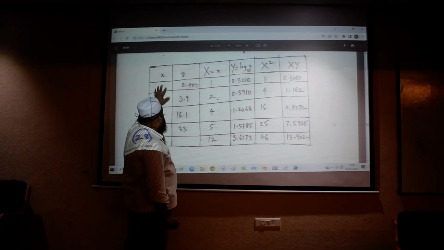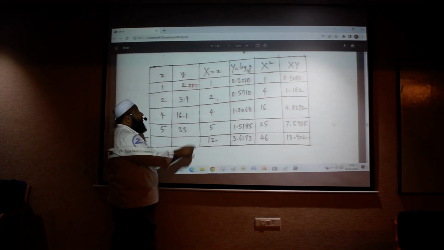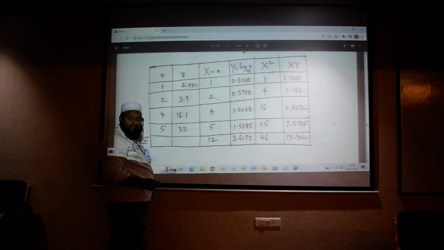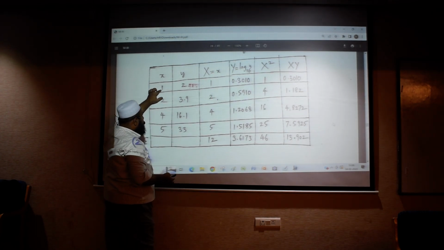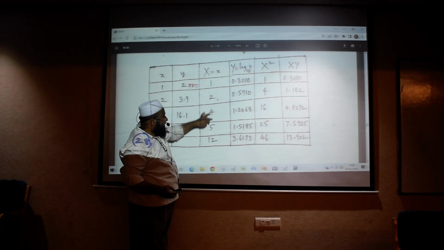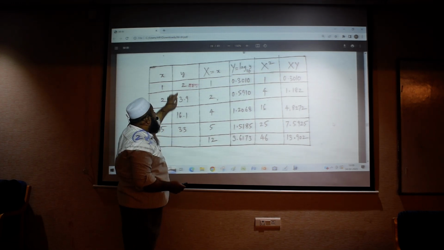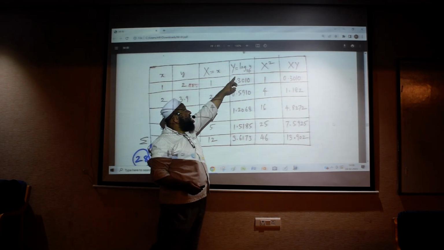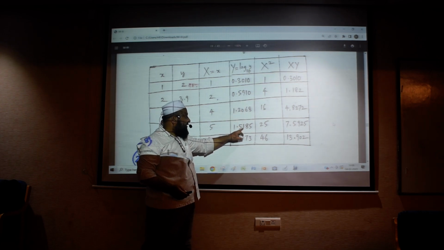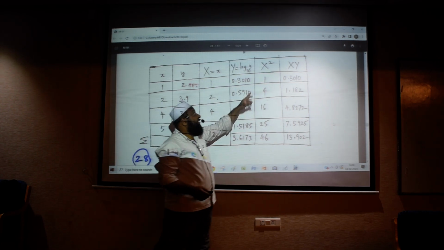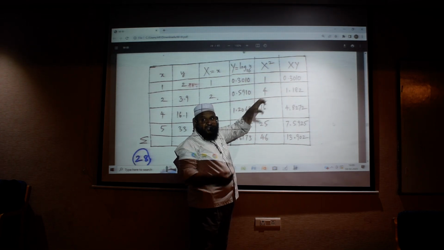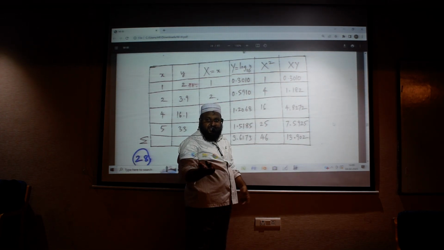X and y values are written. What are capital X values? Same as small x. Small x and capital X are the same, so this 1, 2, 4, 5 is just copied here. And these small y values you apply logarithm under base 10 to and calculate the logarithm values. These are capital Y values. What we need now: X square and XY. If you see the normal equations, you will come to know what is required.